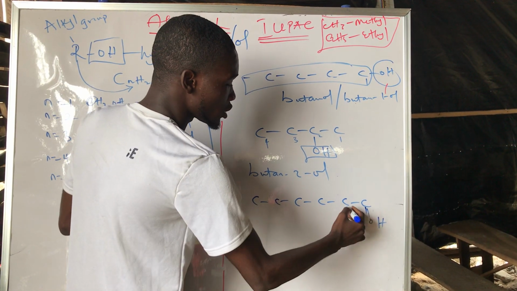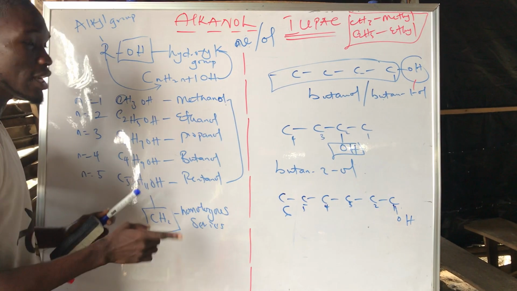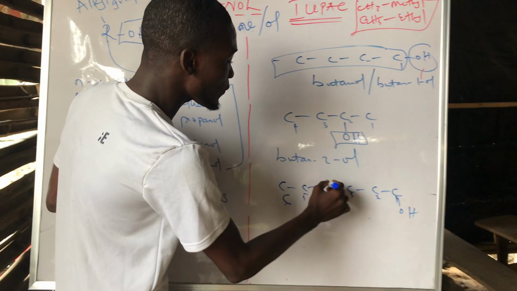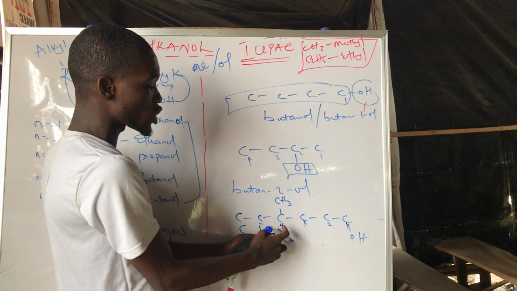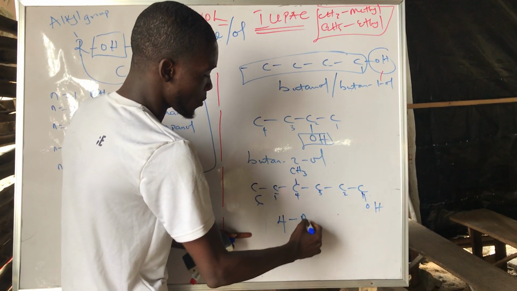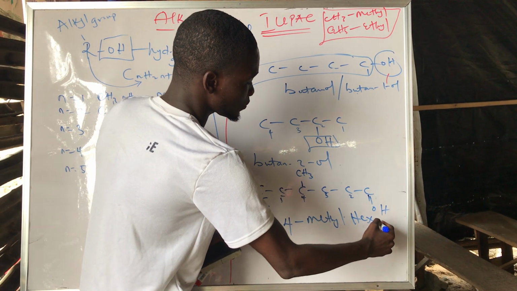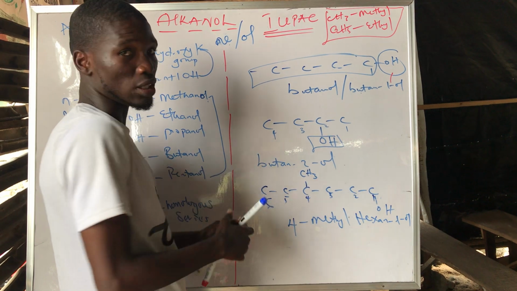So we have 1, 2, 3, 4, 5, 6. So the 6 carbon atoms here after pentanol is called what? Hexanol. So if you attach CH3 here, we have it to be methyl. The number here is what? 4. So we said we have 4-methylhexan-1-ol.